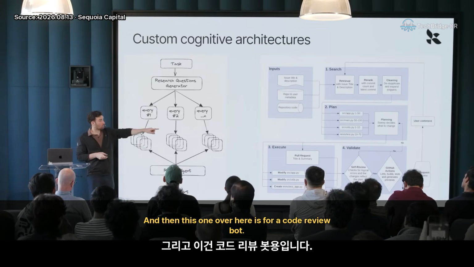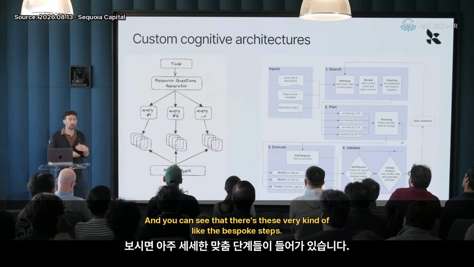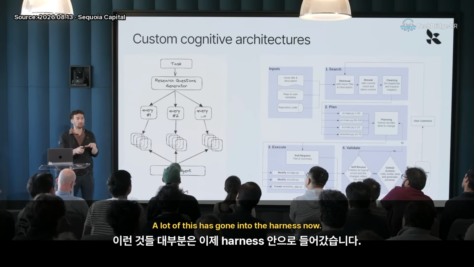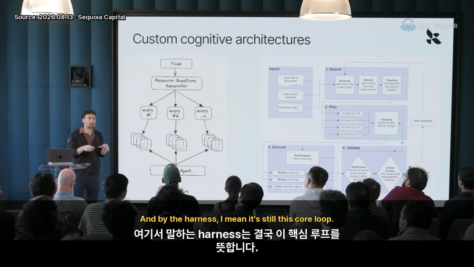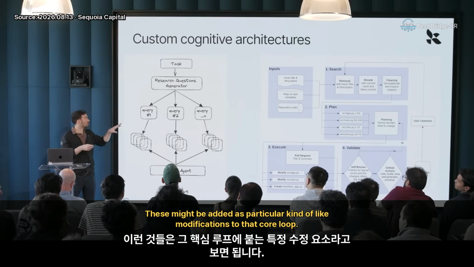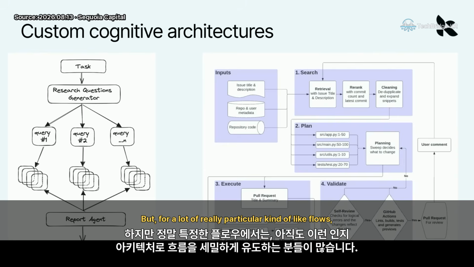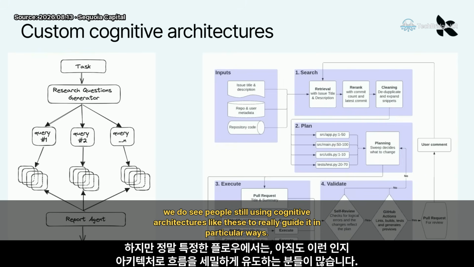And then this one over here is for a code review bot. And you can see that there are these very bespoke steps. A lot of this has gone into the harness now. And by the harness, I mean it's still this core loop. These might be added as particular modifications to that core loop. But for a lot of really particular flows, we do see people still using cognitive architectures like these to really guide it in particular ways.